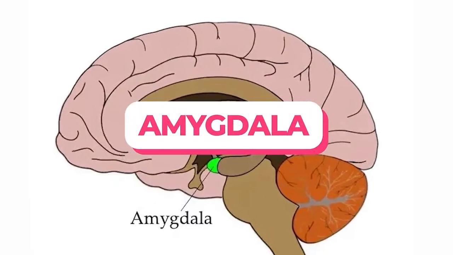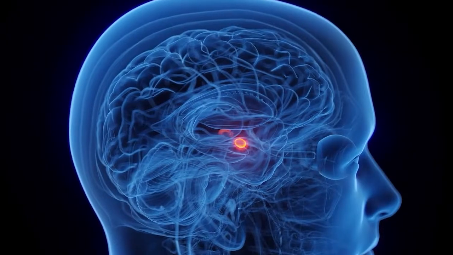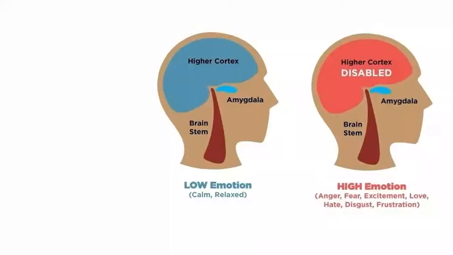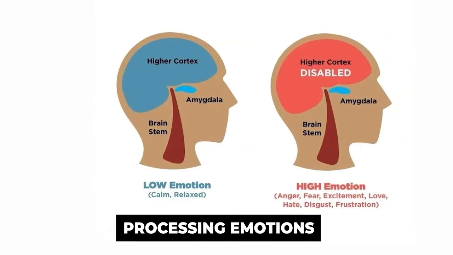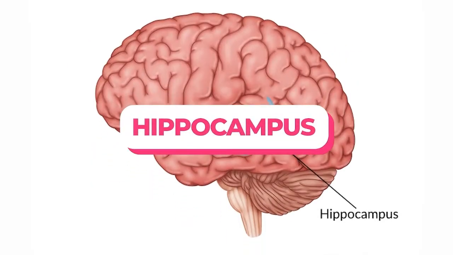Amygdala. A small, almond-shaped set of neurons located deep within the brain's medial temporal lobe. It's key in processing emotions, especially those related to fear and pleasure. Hippocampus.